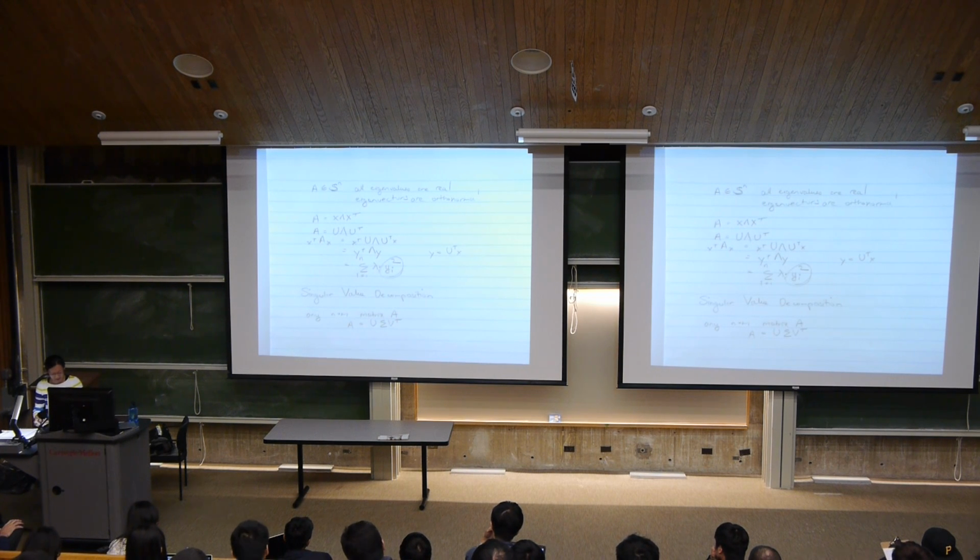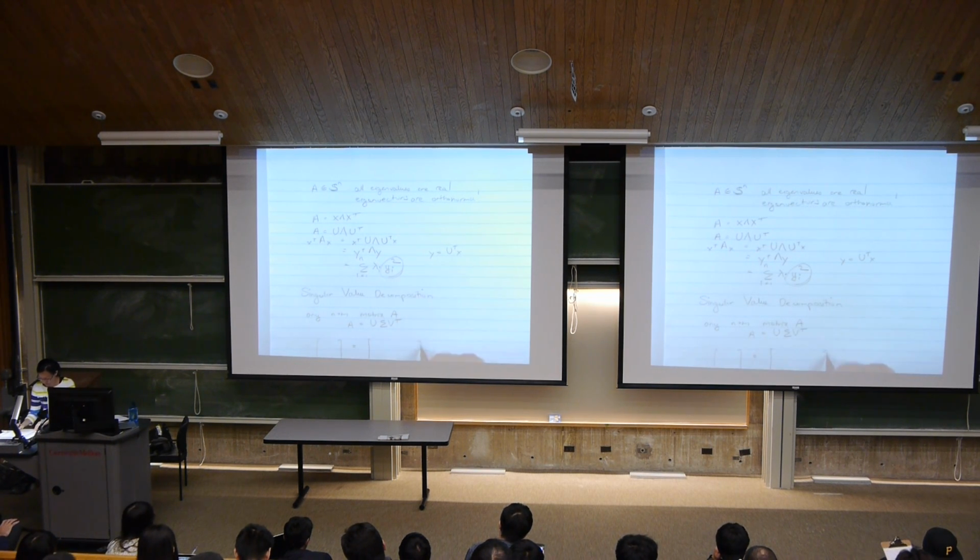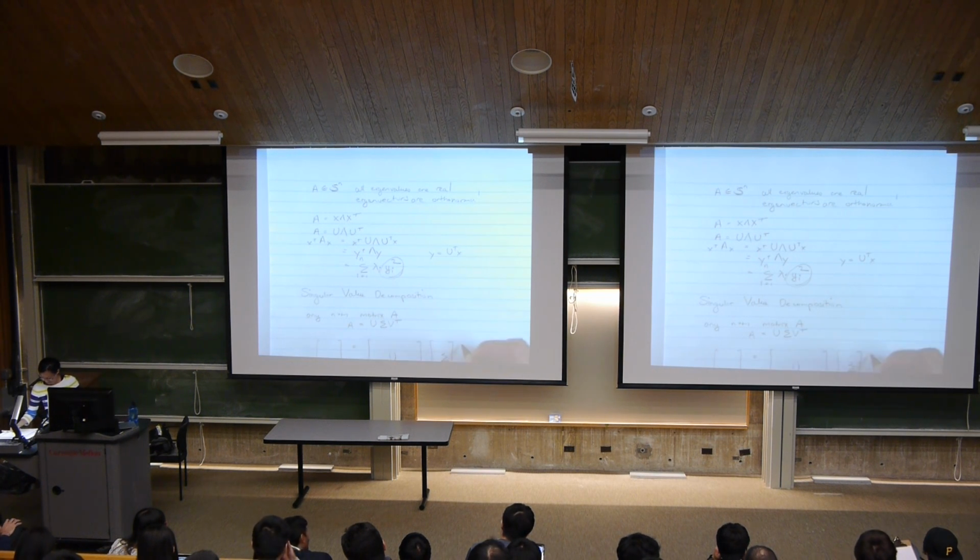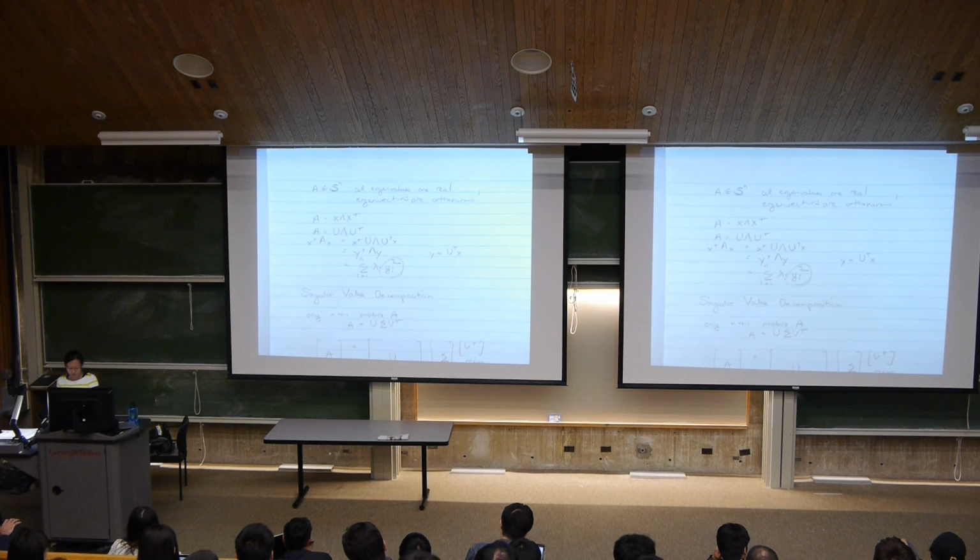It looks like this. A is n by m, U is n by n, Sigma is n by m, and V transpose is m by m. Okay, so that's one way to decompose it.